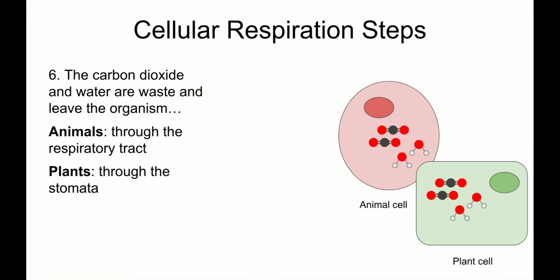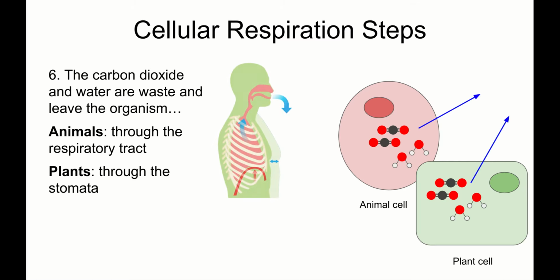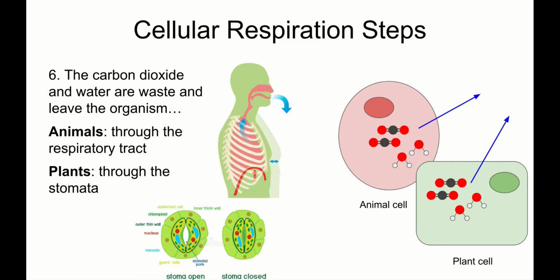Step 6, the carbon dioxide and water are waste and leave the organism. In animals, the carbon dioxide and water will leave through the respiratory tract. You will breathe them out. In plants, they will exit through the stomata.